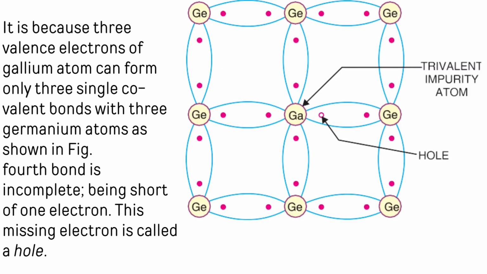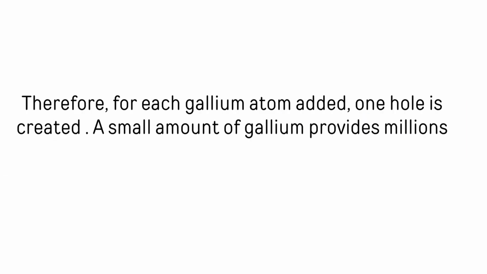It is because 3 valence electrons of a gallium atom can form 3 single covalent bonds with 3 germanium atoms, as shown in the figure. The fourth bond is incomplete, being short of 1 electron. This missing electron is called a hole, as shown in the figure. Therefore, for each gallium atom added, 1 hole is created. A small amount of gallium provides millions of holes.